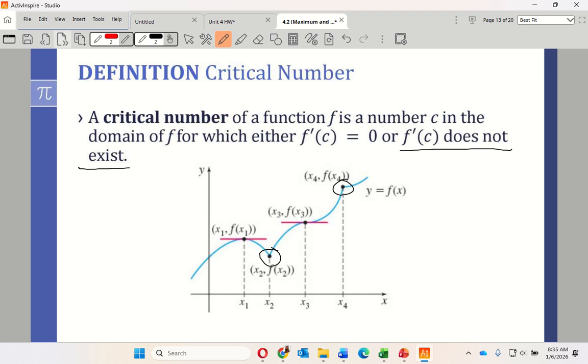And then right here, that one right there, my derivative is equal to 0, so that means that's going to be at least a local.